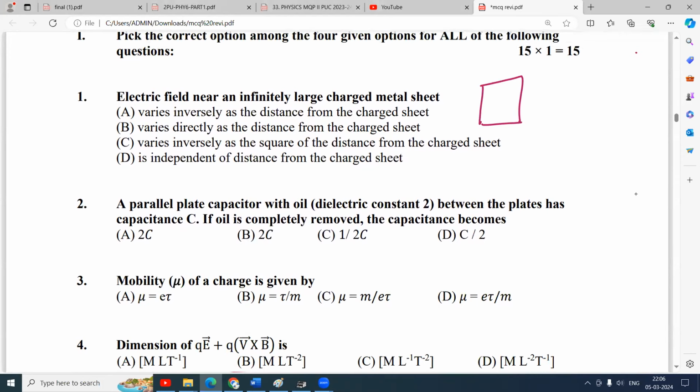So all the options. You know that if it's a very large charged sheet, then the electric field at a distance r is given by E is equal to sigma by 2 epsilon naught. No r appears in the formula. That means the electric field is independent of the distance from the charged metal sheet. It is uniform everywhere. So it looks very surprising. How does the electric field not depend on the distance from the charged metal sheet? Because the charged metal sheet is infinitely large.